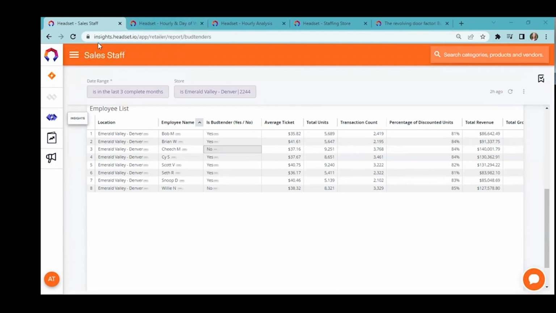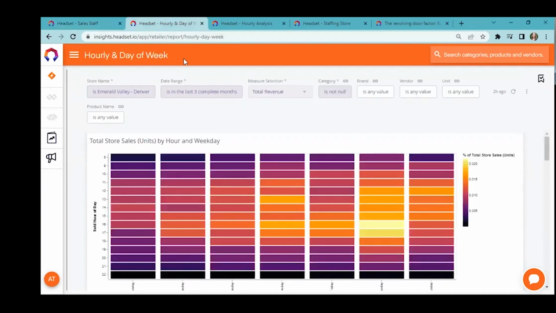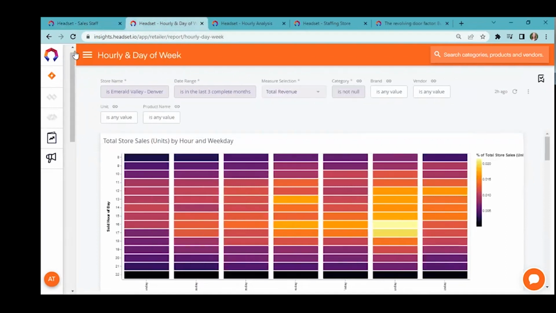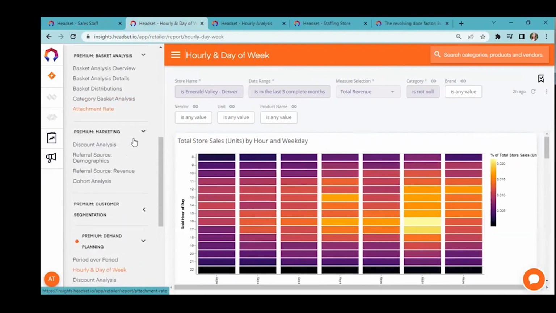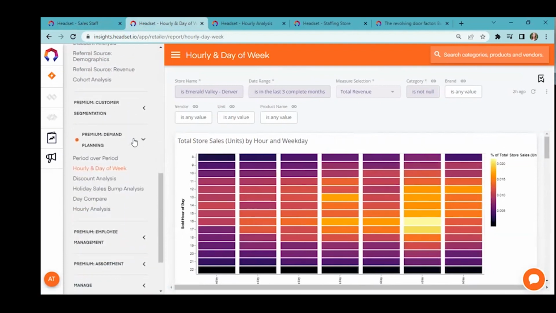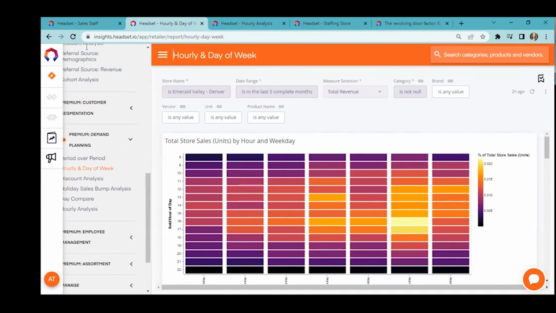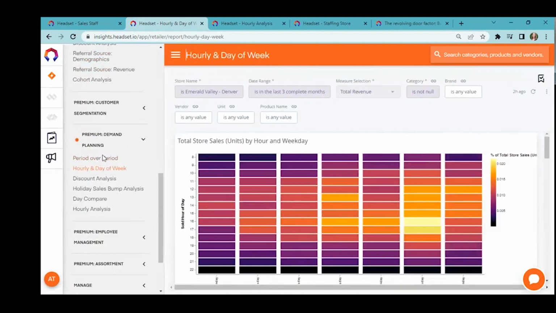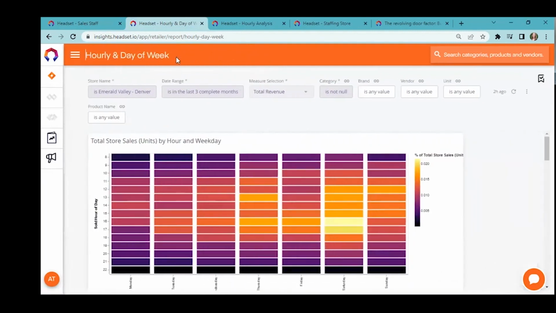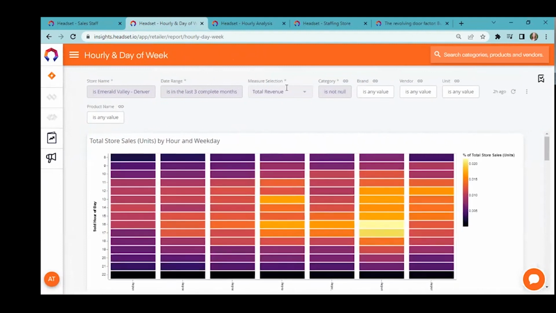All right, cool. So now that we have a good handle on who exactly is our employee list, we can jump into demand planning just for a minute. So we can get an understanding of that transaction throughout the week or month or whatever you want to do. This is in demand planning under hourly and day of week. So this will help you understand what are your peak hours? When is a certain percentage of your revenue happening? When are your most transactions happening?